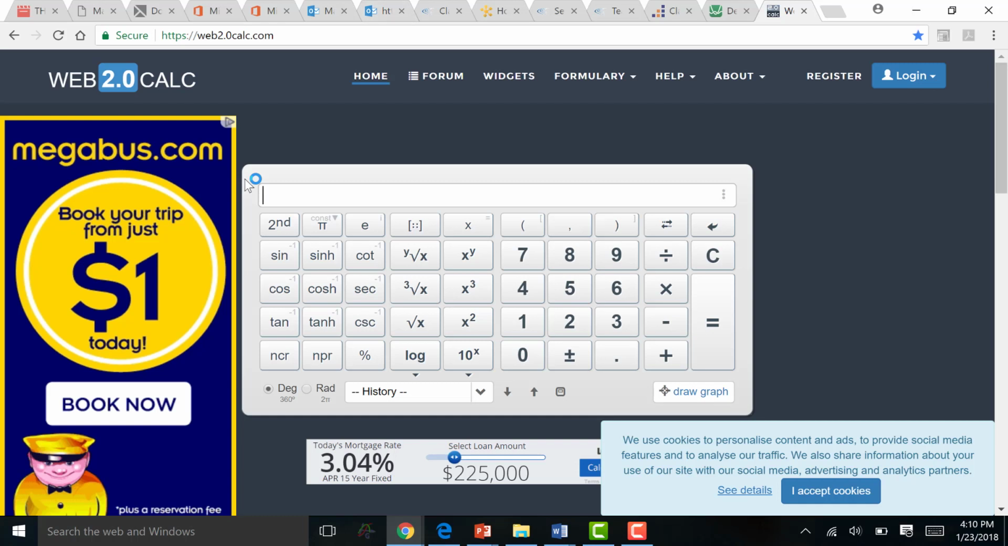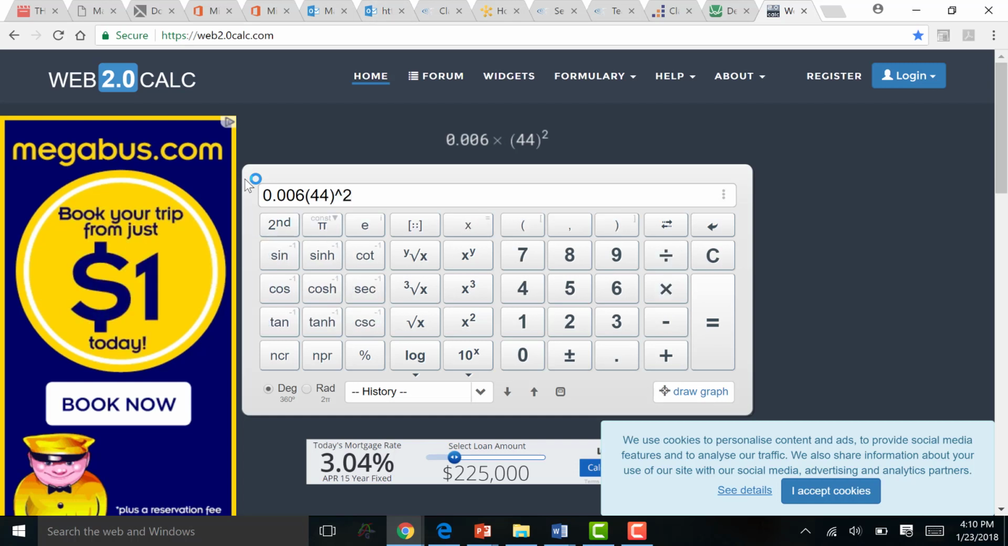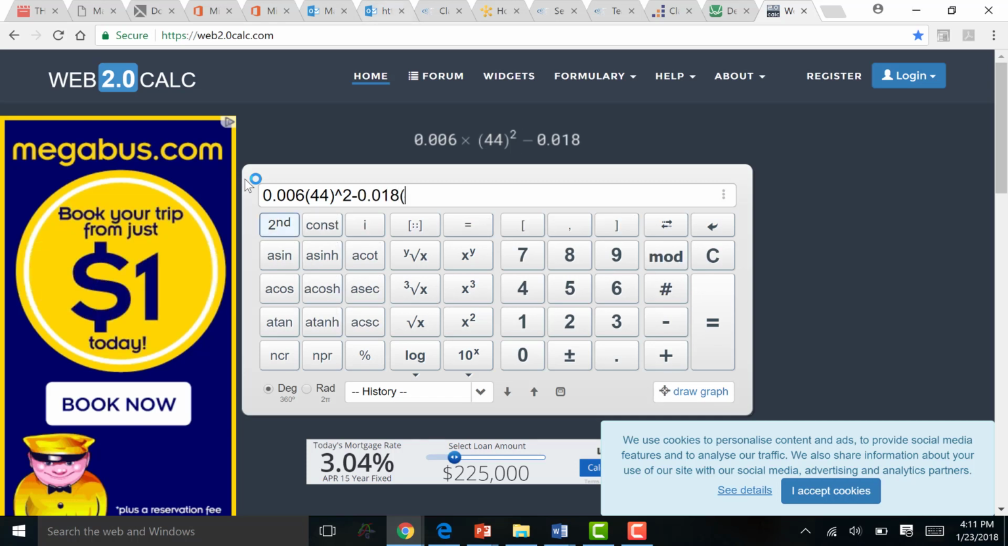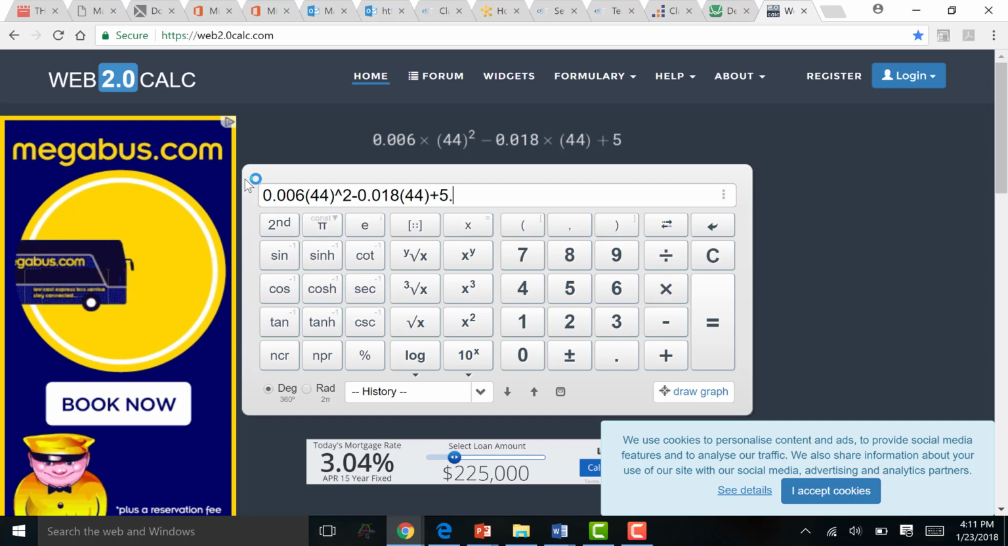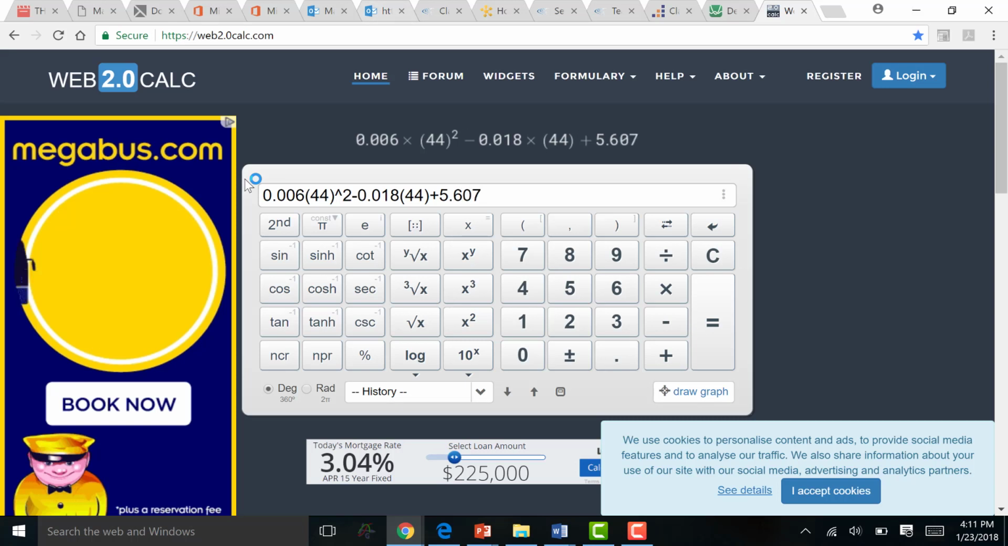So in this particular case, I'm going to type in 0.006. Somebody read the rest of that to me. Times what? 44. Times 44 squared, raised to the 2 power, okay? Minus 0.018 times 44, okay? Is my point in there? Too many points, 607. All righty, did you type that in your calculator? I'm getting ready to write it down, hold up.